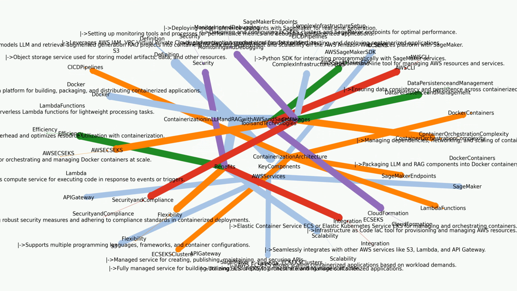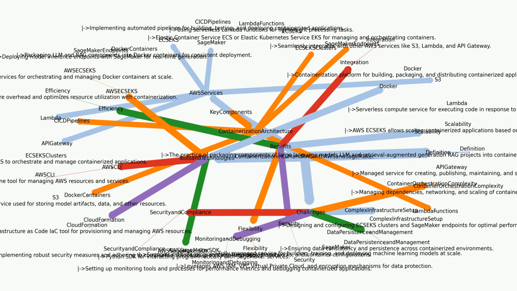Benefits: scalability. AWS ECS/EKS allows scaling containerized applications based on workload demands. Flexibility, supports multiple programming languages, frameworks, and container configurations. Efficiency, reduces infrastructure overhead and optimizes resource utilization with containerization.